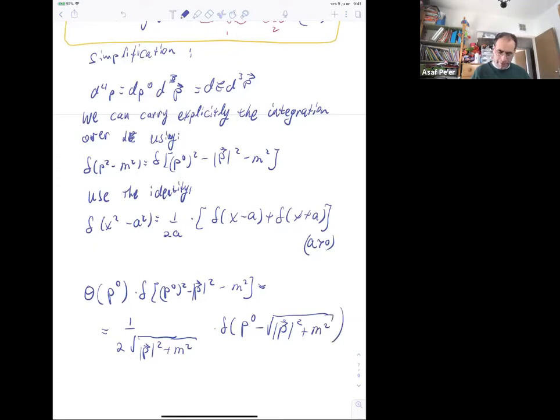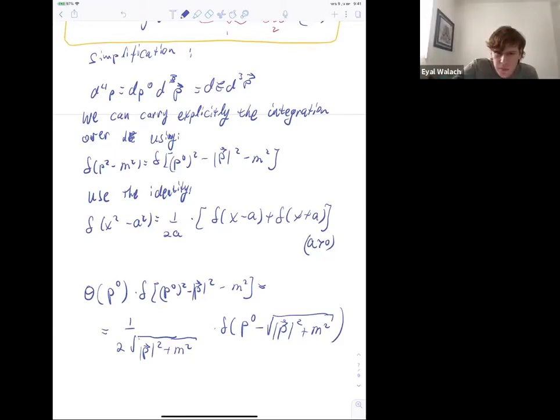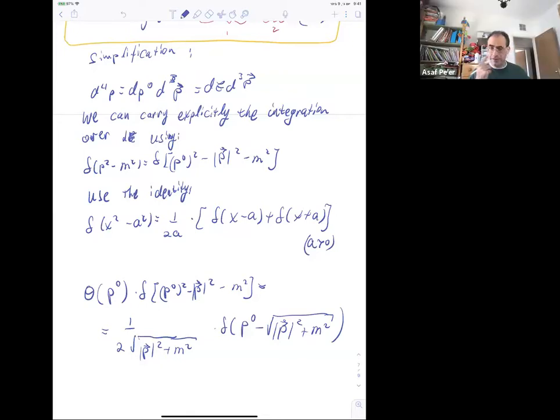Now, what happens to the second term in the delta? The theta takes care of it. The theta killed it, right? Because it has a negative energy, right? Here, p0 is equal to square root of p squared plus m squared. And the other term is p0 equal minus square root of p squared plus m squared. So this is negative, so the theta function killed it. Okay.